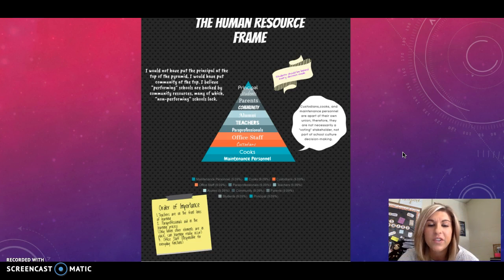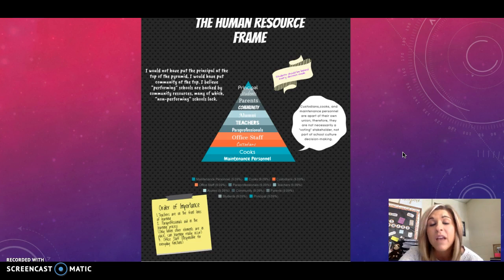Also, I did put the custodians, cooks, and maintenance personnel at the bottom of the pyramid. Custodians, cooks, and maintenance personnel are a part of their own union, therefore I believe they're not necessarily a voting stakeholder. They're not necessarily part of the school culture decision making. However, we do need them.